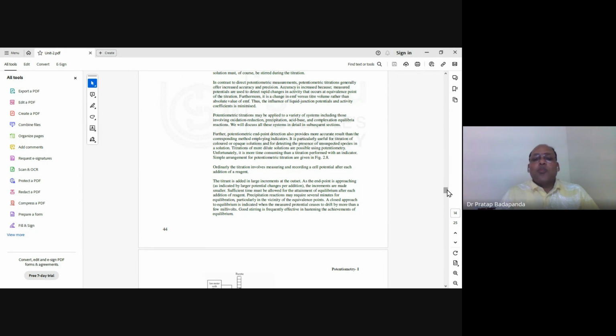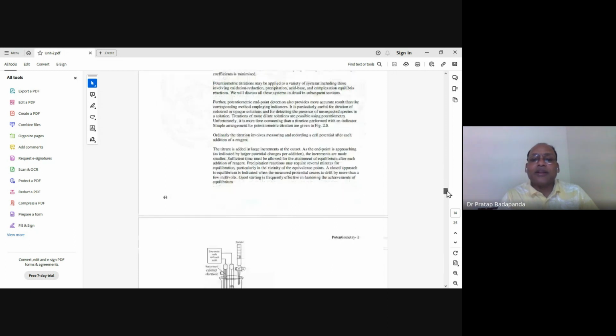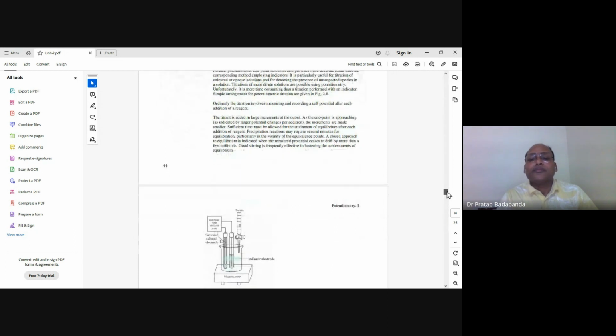Second thing is that potentiometric endpoint detection also provides a more accurate result than the corresponding method employing indicators. So it is particularly useful for the titration of colored and opaque solutions, and for detecting the presence of suspected species in the solution. So this is the use of it, that's why it is working. But how will the titration work?